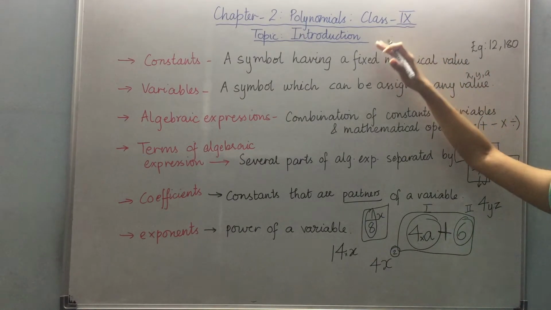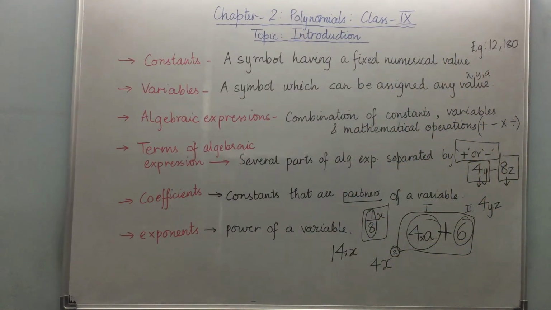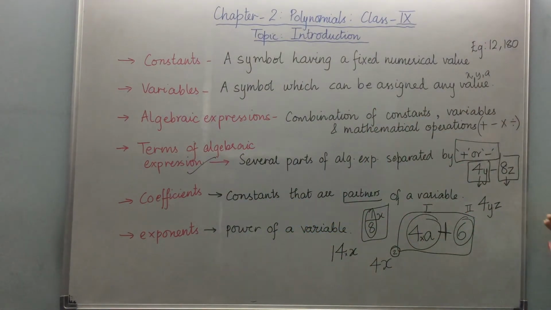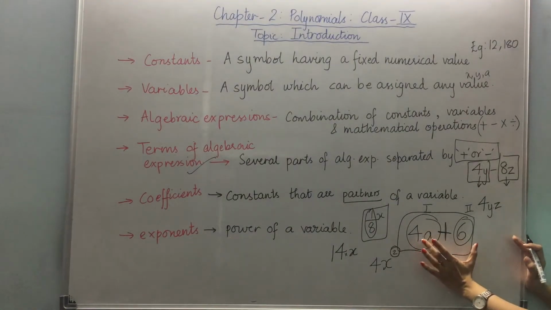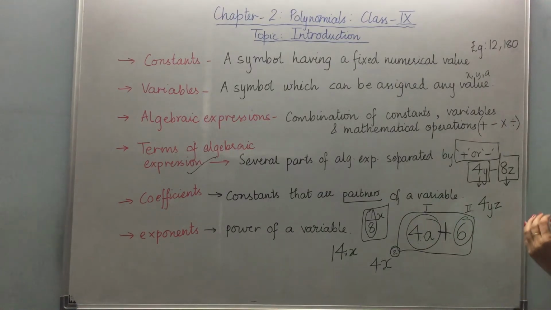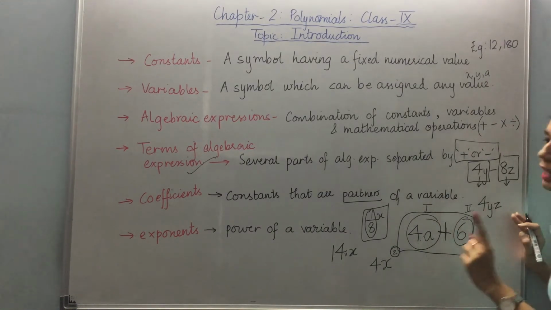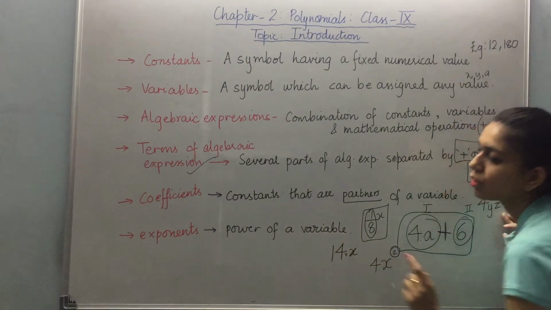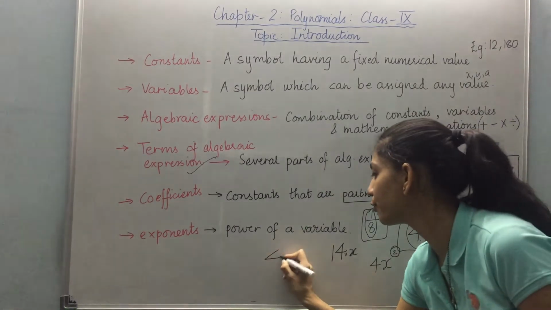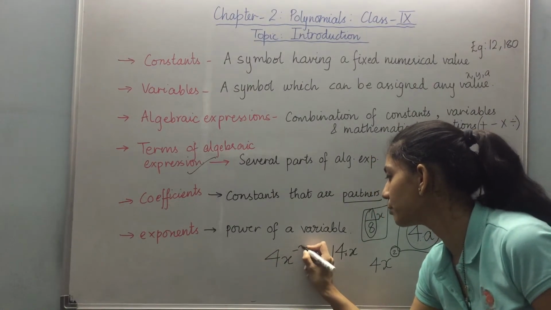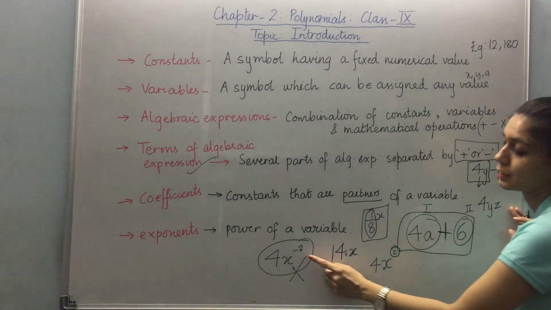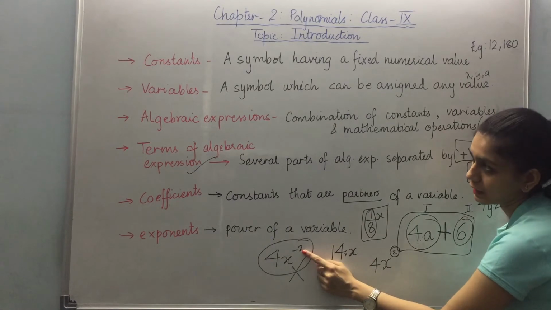Now polynomials are a combination of all these things, wherein some algebraic expressions are joined together. For example, this is a polynomial 4a plus 6, wherein two algebraic terms are joined to form a polynomial. We have to remember that exponents of a polynomial have to be positive. For example, if I say 4 into x raised to the power minus 2, then this will not be considered as a polynomial because the exponent here is negative.